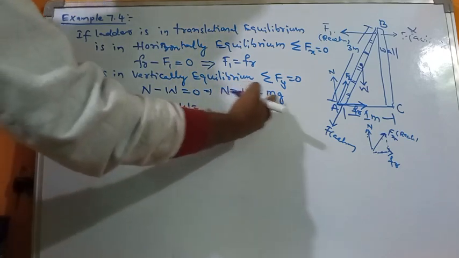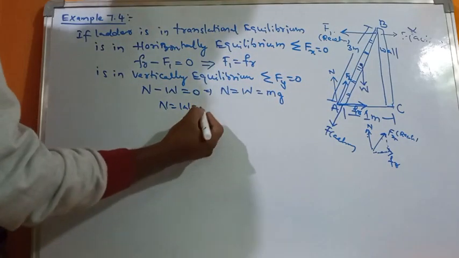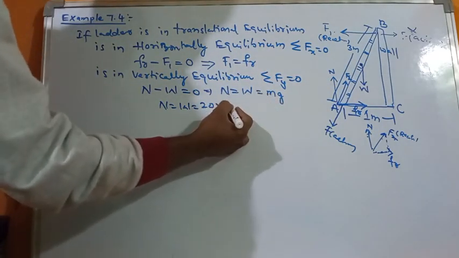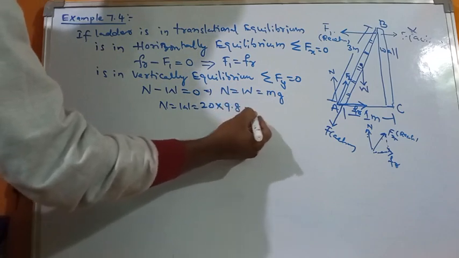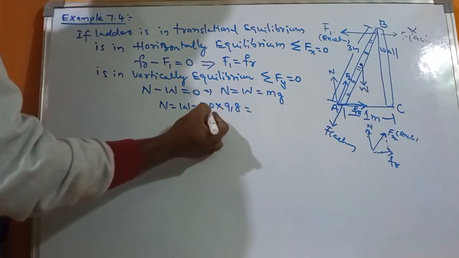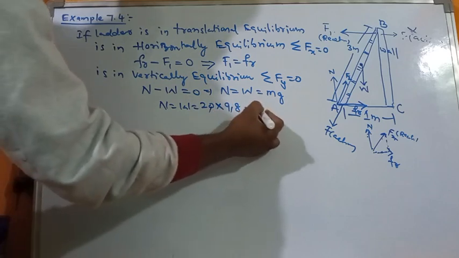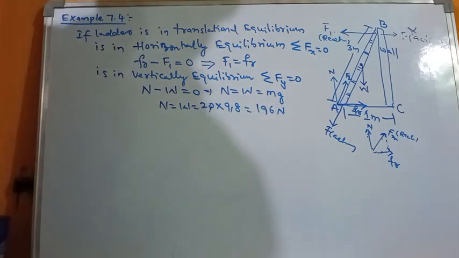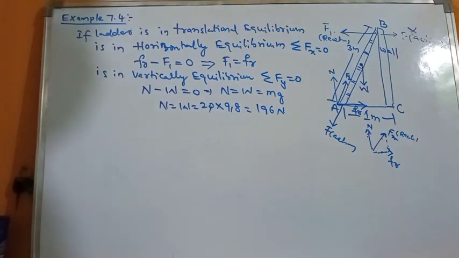M is the mass of the ladder. The mass of the ladder is given as 20 kg, and G is equal to 9.8, and this is equal to 196 newtons. This is the N or W.